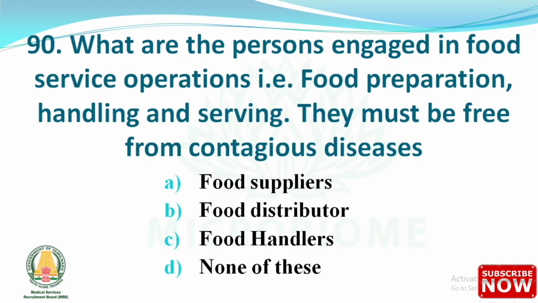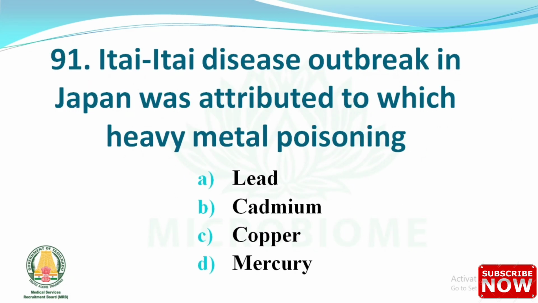And next, what are the persons engaged in food service operations, that is food preparation, handling and serving? They must be free from contagious diseases. The options: food suppliers, food distributor, food handlers, none of these. The right answer, option C, food handlers. And next, the Itai-itai disease outbreak in Japan was attributed to which heavy metal poisoning? The options: lead, cadmium, copper, mercury. The right answer, option B, cadmium.